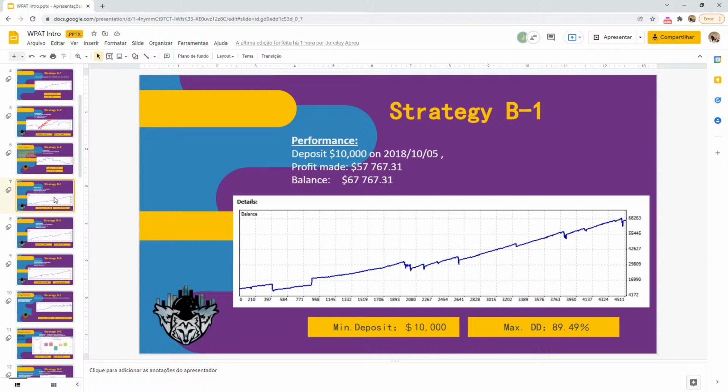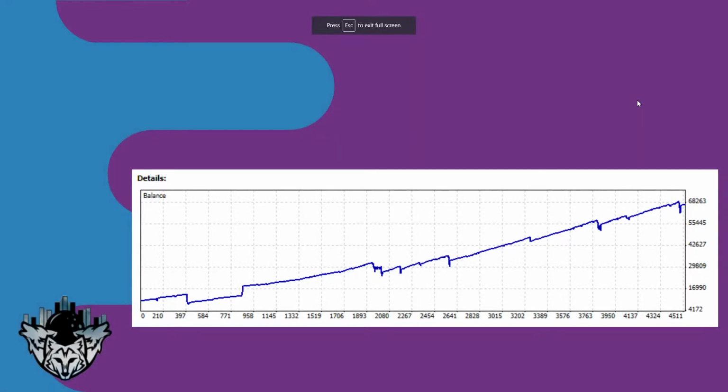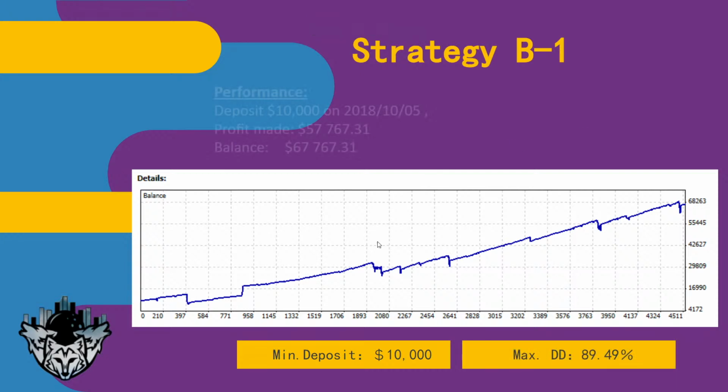Over here we have an overview of the strategy of B1. I'll just make it bigger for you guys. This is the overview of the performance. The initial deposit on this trader's account started with $10,000 since October 5th, 2018. Profits made already $57,000. The recommended balance to copy this trader starts from $10,000. The account now has $67,000, and if you start with $10,000, of course, the ratio is going to be adjusted.